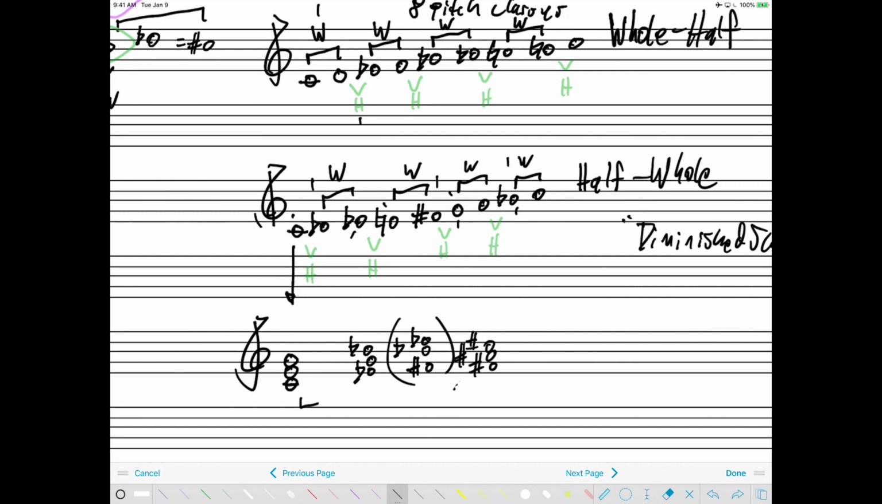Those are chromatic mediant relationships, if you're familiar with those. And if you're not, that's okay. I've got a video on those that you can watch. Basically, chords that are related by third, but where neither of them appear naturally in the other's key. So you can create some really interesting harmonies here.